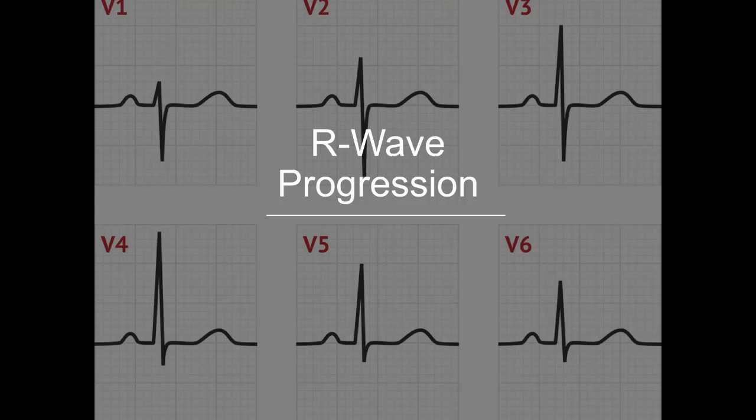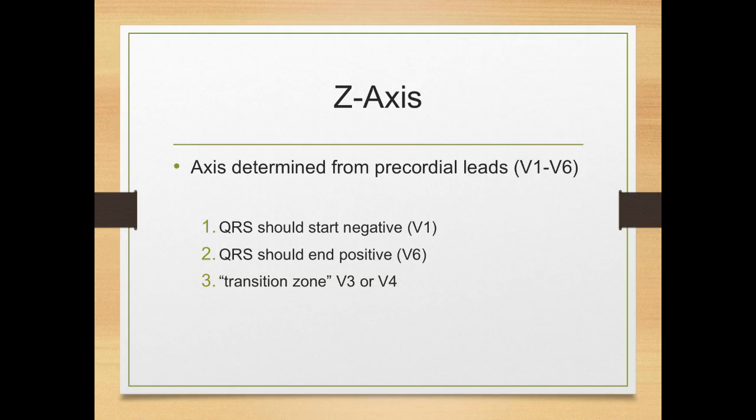Next, let's talk about R wave progression and what we'll call a z-axis. Z-axis comes from our precordial leads, our V1 through V6. So instead of our R wave axis, our QRS axis, which is kind of a two-dimensional view, now we're adding this Z-axis into it and getting more of a 3D view.